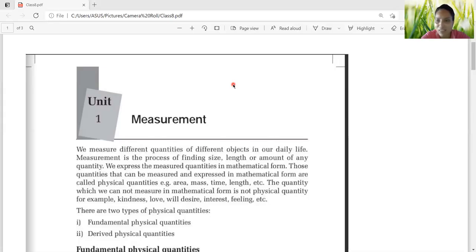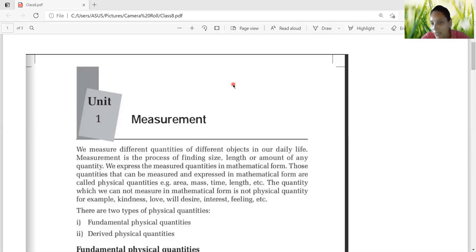In the same way, we measure different things in our daily life. A measurement which can be expressed in mathematical terms, such as mass, length, time, area, is known as a physical quantity. The thing which cannot be expressed in mathematical form is known as a non-physical quantity.